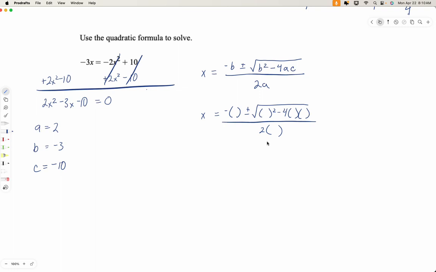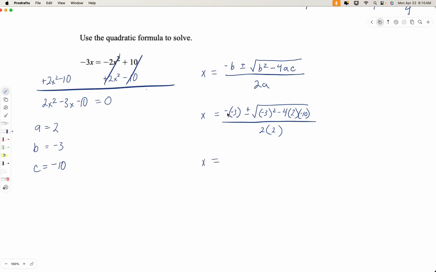Now, b goes in first, so it's negative 3, then a, 2 over 2, and then finally c, which is only used one time. Excuse me, frog in my throat. Then we do our calculations.